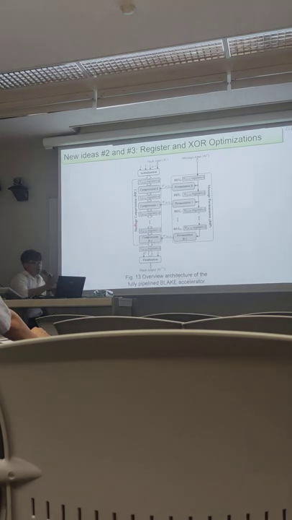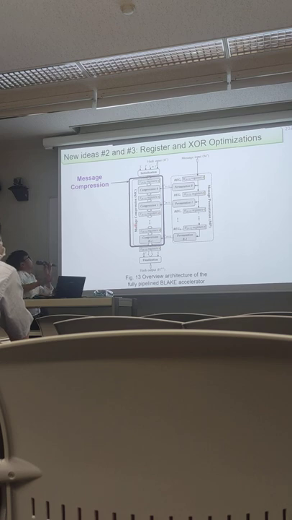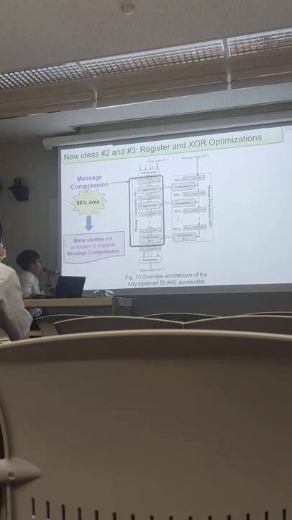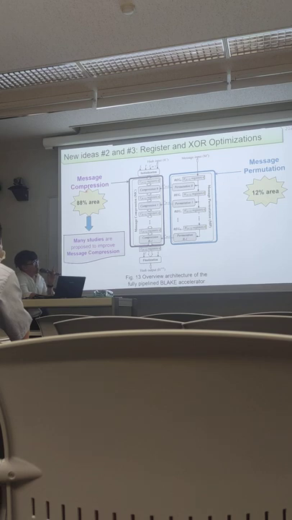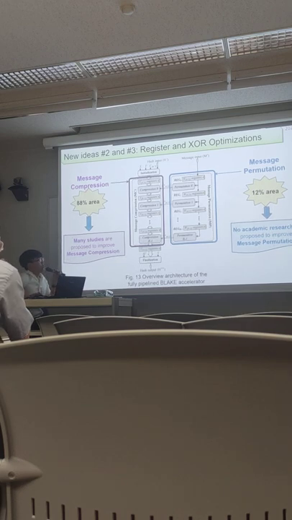Now before I go to idea 2 and idea 3, let's analyze the fully bipolar block accelerator. As you can see here, there are two parts. The first part is the message compression. This part occupies around 88% of the area. A lot of studies have been proposed to improve the message compression. And the second one is message permutation. It occupies just 12% of the area, and until now, no academic research has been proposed to improve the message permutation. But in blockchain mining, it is just 10% area.